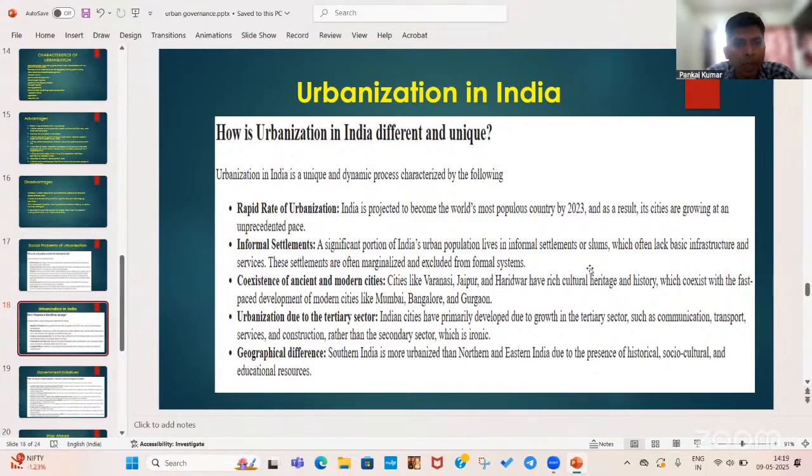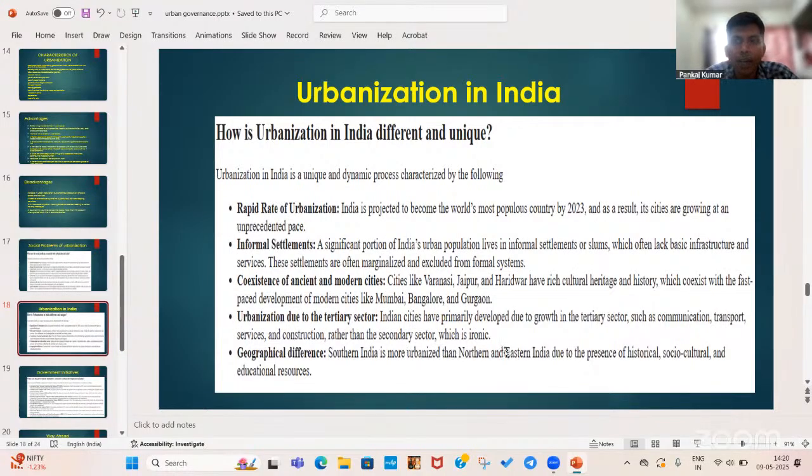system. Okay. Then comes coexistence of ancient and modern cities. For example, cities like Jaipur, Haridwar, Varanasi have rich culture, heritage, and history, and that also coexists with the rapid development of modern cities like Mumbai, Bangalore, and Gurgaon. Then urbanization due to the tertiary sector.